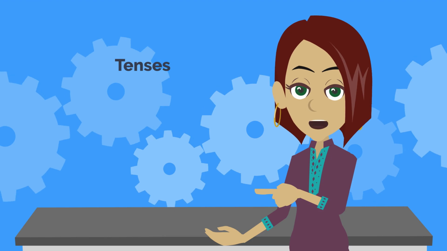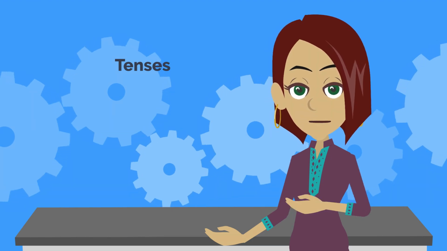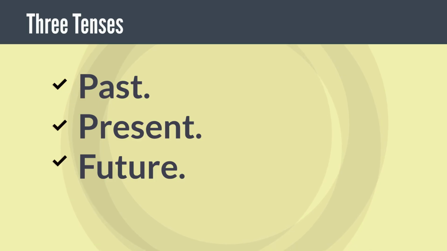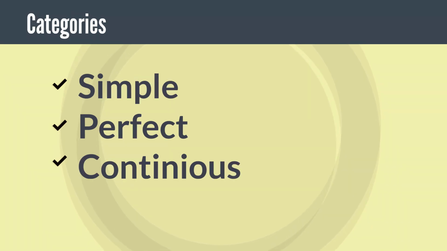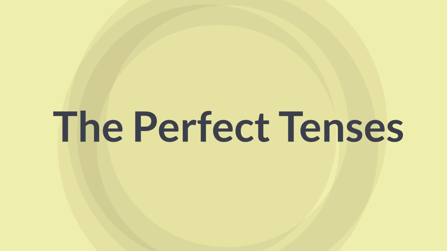You may be asked questions about this topic in your praxis test, so it may be imperative to know the terminology. Let's begin. There are 3 tenses we must remember when speaking English. They are the past, present and future. These are broken up into 3 different categories: simple, perfect and continuous. These are known as the perfect tenses.